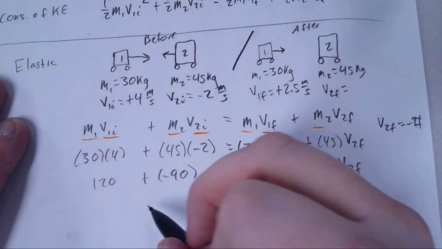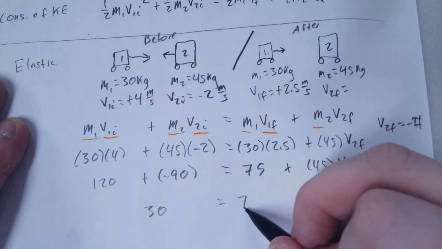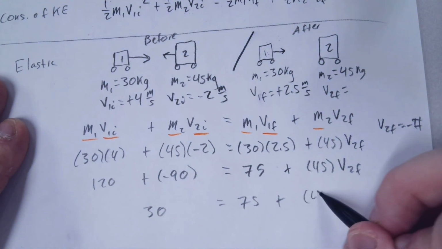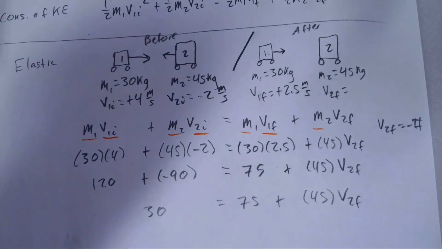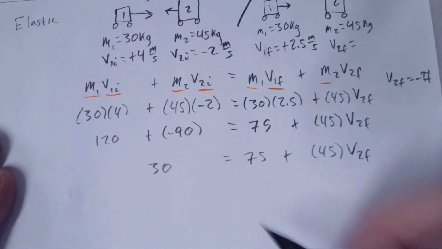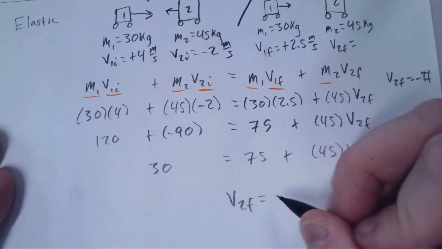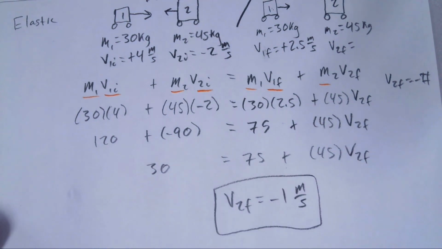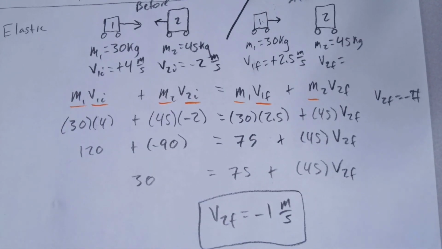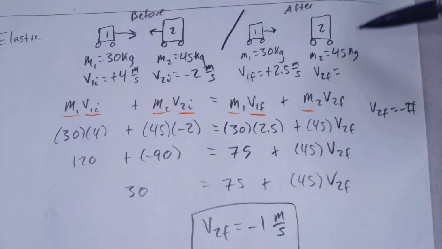And that's what we get. We get 30 equals 75 plus 45 times V2F. By subtracting 75, we do end up getting a negative number on the left side, which is going to give us a negative velocity. So it's not necessarily a point for you to say, hey, does that make sense? It makes sense in the fact that it made the two sides equal to each other. It wasn't something you could have easily predicted going into this, whether it would be going to the left or going to the right.